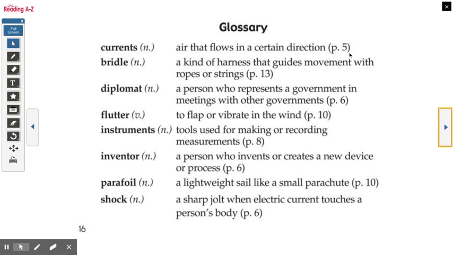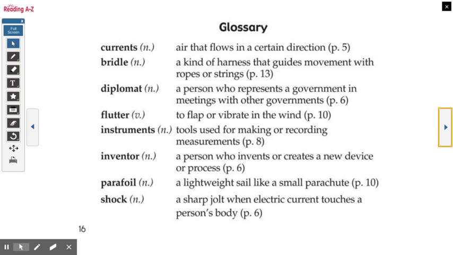Page 5. Now, I want you to find the word inventor. Is the word inventor a noun, a verb, or an adjective? A noun. And it could be an adjective to describe someone, but in this text, it is used as a noun, okay? And what is the page number for the word inventor? Did you say page 6? I hope so. Inventor is on page 6.